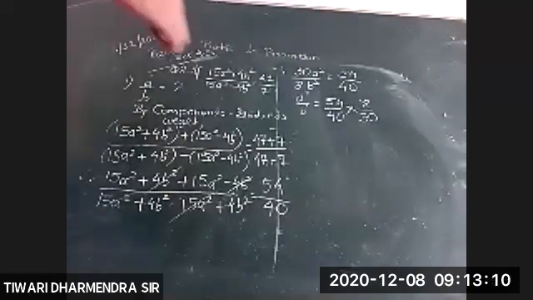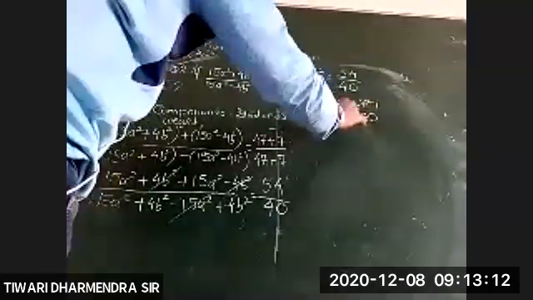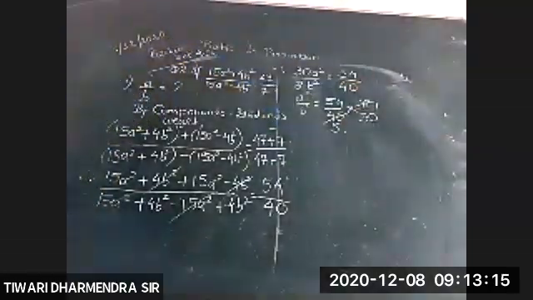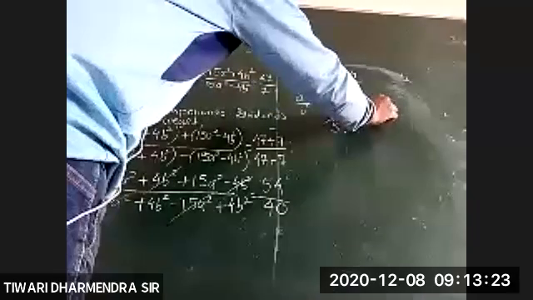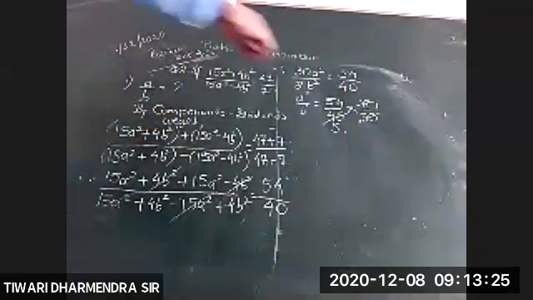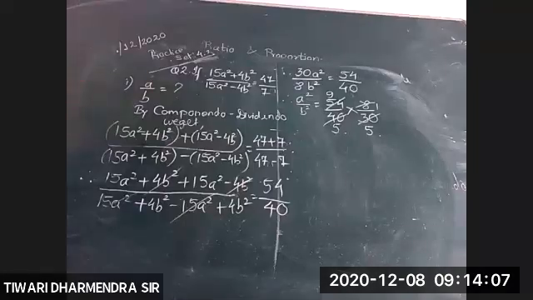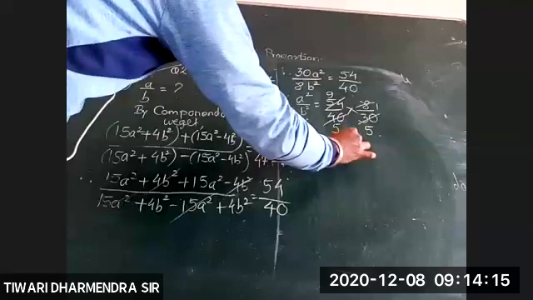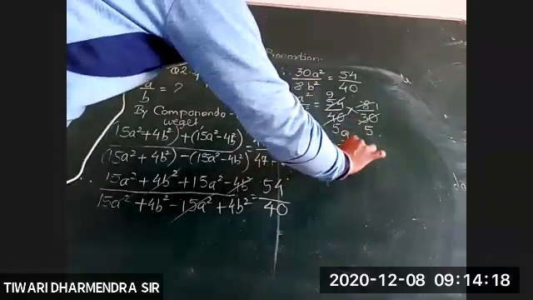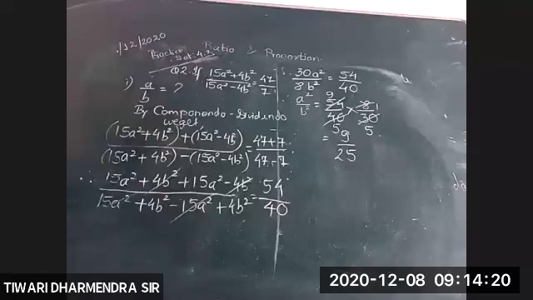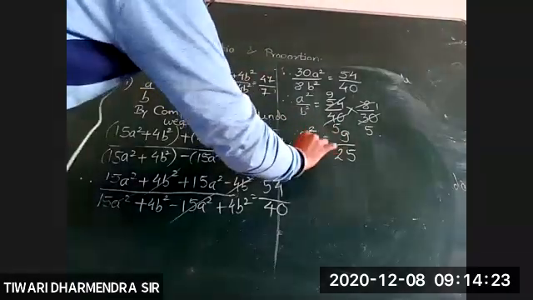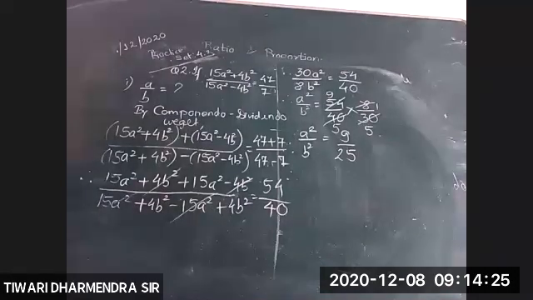I try to cancel. Ones are, fives are, and we can see again we can cancel it. a square by b square is equal to 9 into 1 upon 5 into 5. So from this we can say 9 into 1 is 9 upon 5 into 5 is 25. So we got a square by b square as 9 by 25.